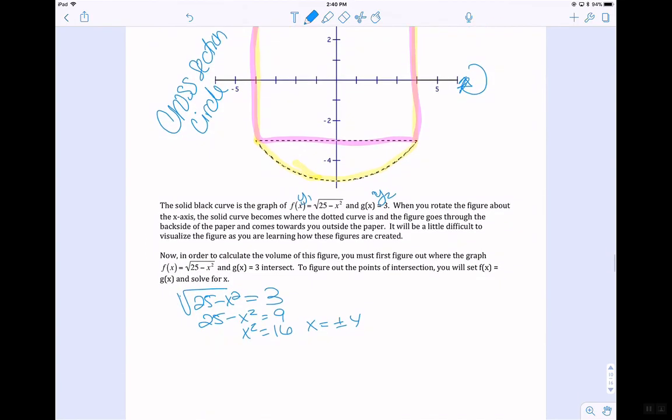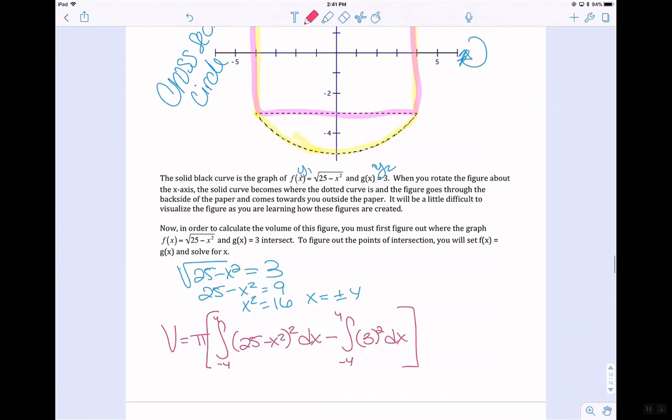Okay? So when I write my integral, the outermost region is my f of x. So my volume is equal to pi. And then I have, we can have pi way on the outside, -4 to 4 of my f of x equation squared, so 25 minus x squared dx, and then minus -4 to 4 of my inner radius, which is 3 squared. So they are squared separately when it's a washer.